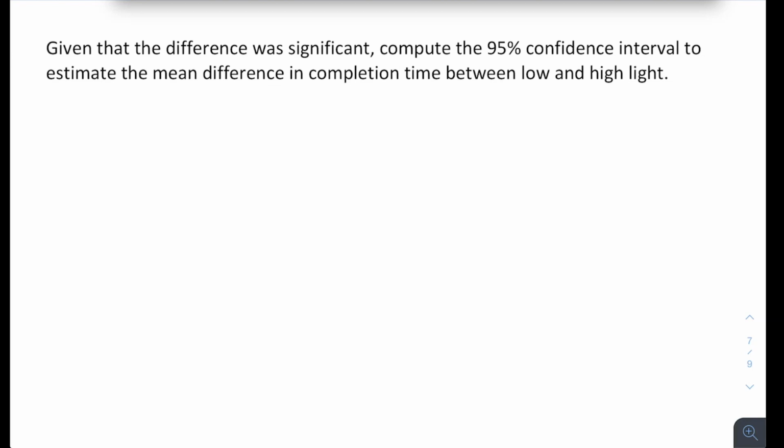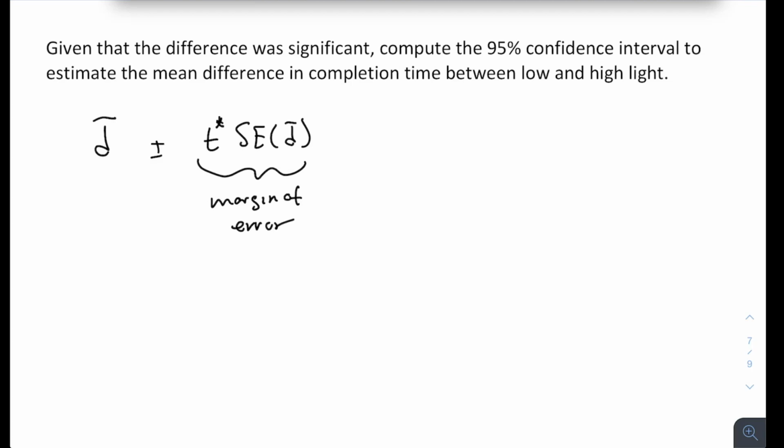Given that we were able to find a significant difference between task completion time in highlight and in low light environments, it makes sense then to estimate exactly how different they are. We do this with a confidence interval, and I'm choosing a 95% confidence interval to complement the 5% significance level that we used for our test. As usual, the confidence interval involves an estimate plus or minus a margin of error, which is the critical value times the standard error. Remember, this is the margin of error.